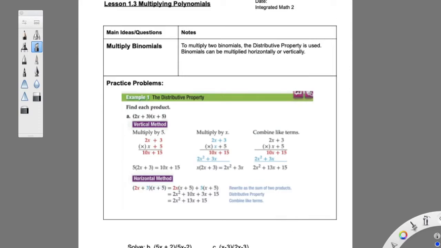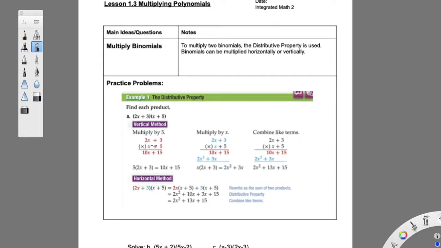So here's our first example, and it shows us two different methods. If you notice, it's the exact same problem. We're just going to look at it in two different ways. First, we're looking at it vertically, which means top to bottom, up and down. They have it stacked here. So we have 2x plus 3 times x plus 5.